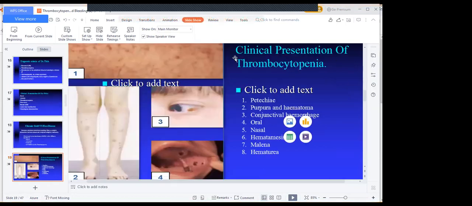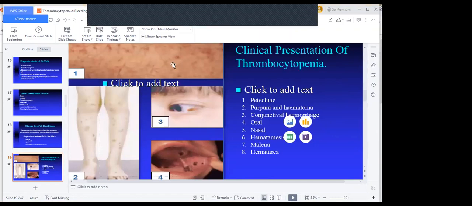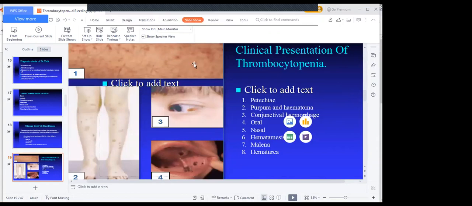You can see here the clinical presentation of thrombocytopenia. The petechiae are present, and purpura, and ocular and conjunctival bleed, and in the mucous membrane you can see it, like this, it causes the bleeding.